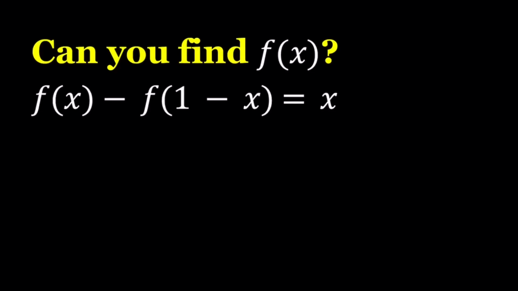Hello everyone. In this video, we're going to be looking at a functional equation. We have f of x minus f of 1 minus x equals x, and we're going to try to find an f of x that satisfies this condition. This video actually has two parts. First part, we're going to look for f of x, and the second part, as I promised earlier, I'm going to talk about how you can come up with functional equations, kind of show you how I do it pretty much. All right, let's get started.